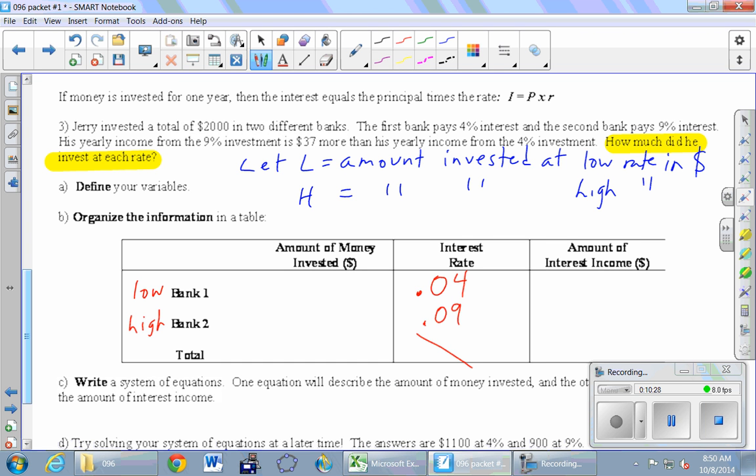Okay, first column. The amount of money invested at the low rate. It's one of our variables. What is it? L. And the amount of money invested at the high rate, H. A total is a number that's in the problem. 2,000. We invested a total of $2,000.